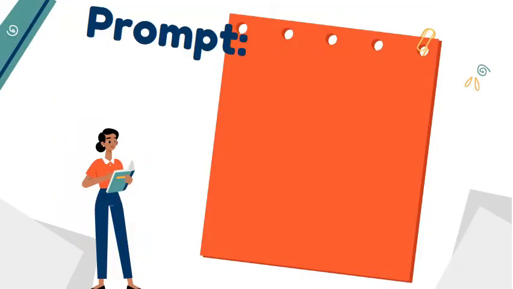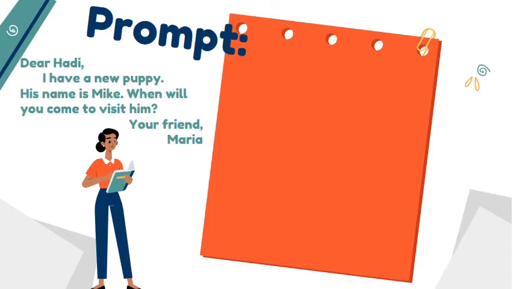Before we start with the prompt, now we have an idea about how to write a friendly letter, and we all know that in a friendly letter we have to use the comma properly. I'll explain how. This is a short friendly letter. Let's read it together. Dear Hadi.